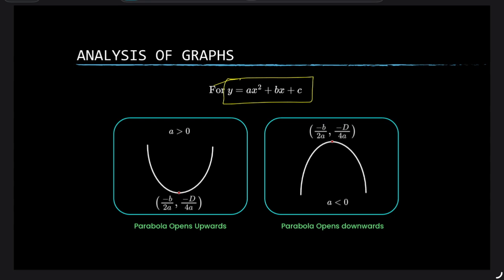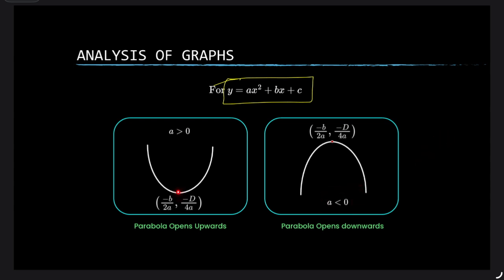Now it can be an upwards parabola or a downwards parabola. It fully depends on the leading coefficient, that is a. So if a is greater than 0, then the graph will be an upwards parabola, and if a is less than 0, then the graph will be a downwards parabola.